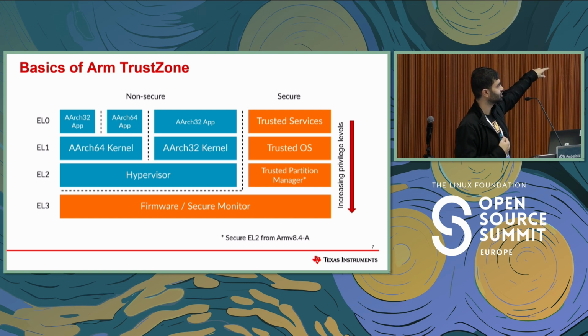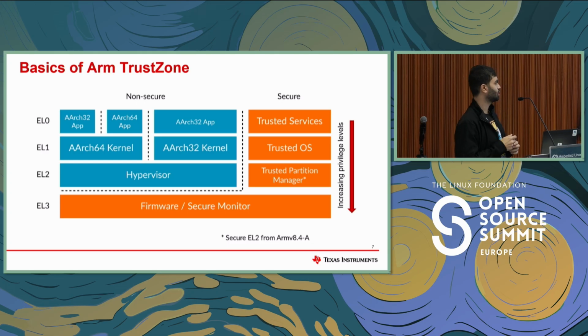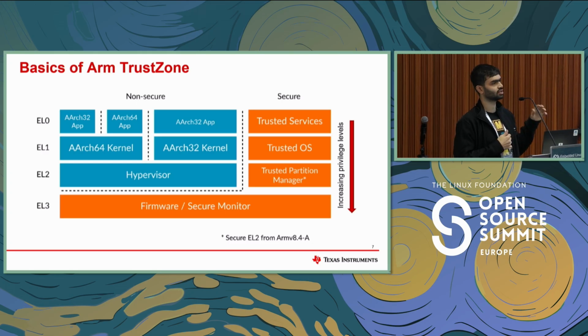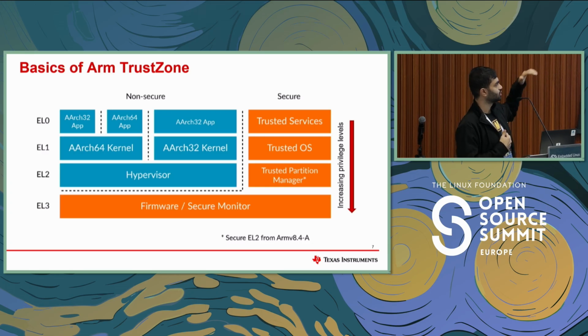So once we reach EL3, there's a trusted partition manager that's available only after v8.4. That's the secure hypervisor now. So we see the non-secure world had a few things: you're running the OS, you're running the hypervisor, you're running the secure monitor. Secure monitor is not there, but yeah. So the trusted partition manager is similar. That's called the secure hypervisor.